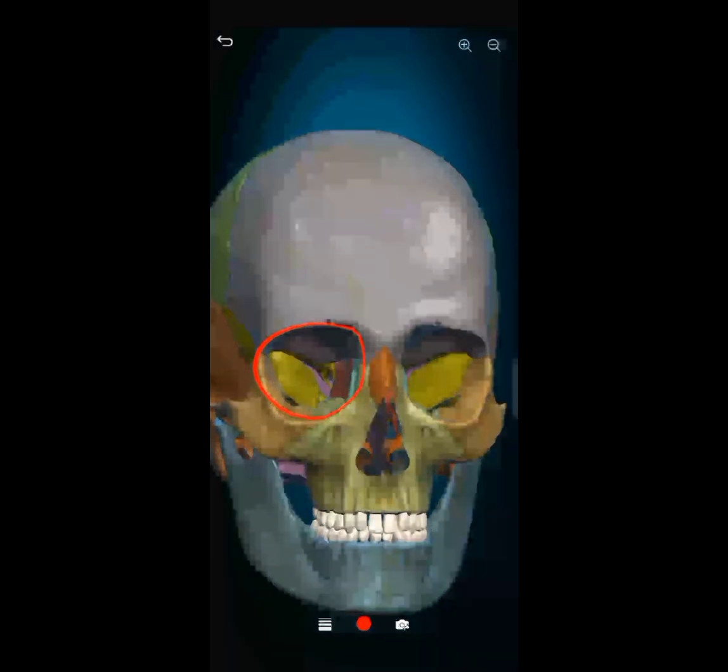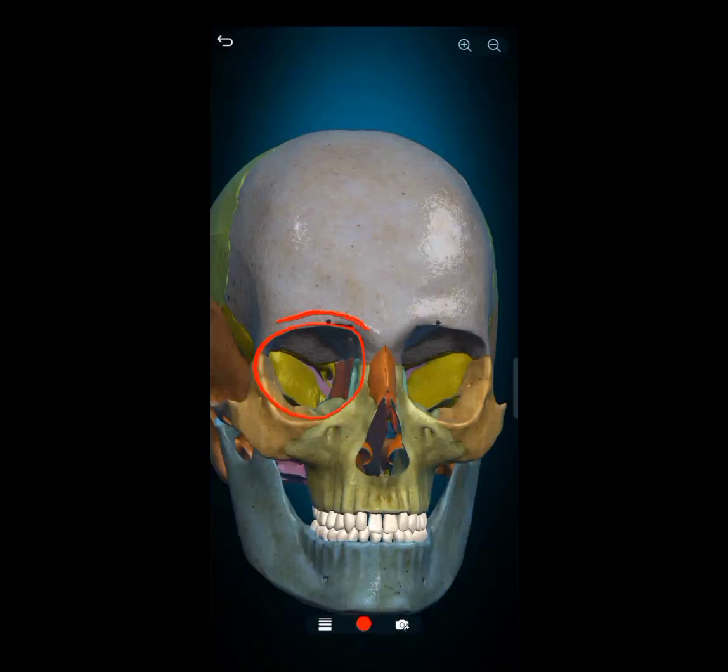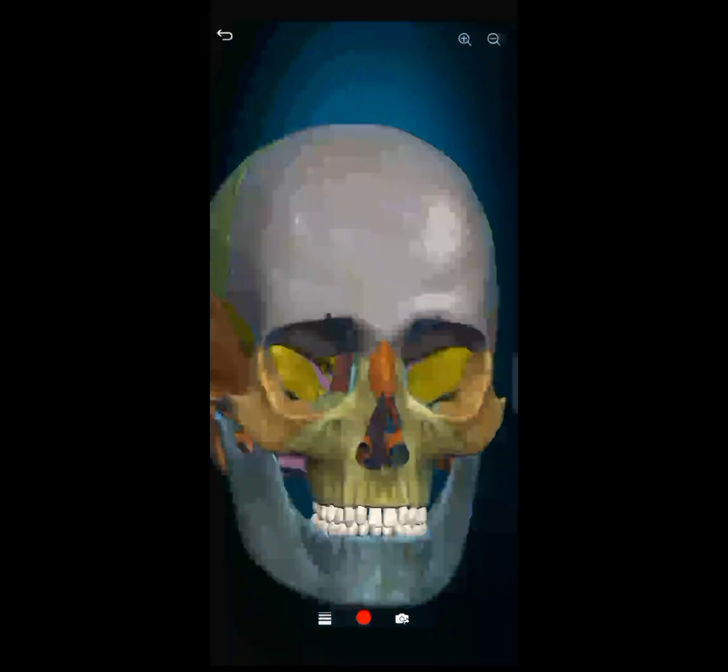Now above this orbit, there is an arch-like structure. This arch-like structure is called the superciliary arches, which are on both sides. Also, there is a foramen called the supraorbital foramen just above this orbit. This supraorbital foramen is also called the supraorbital notch.